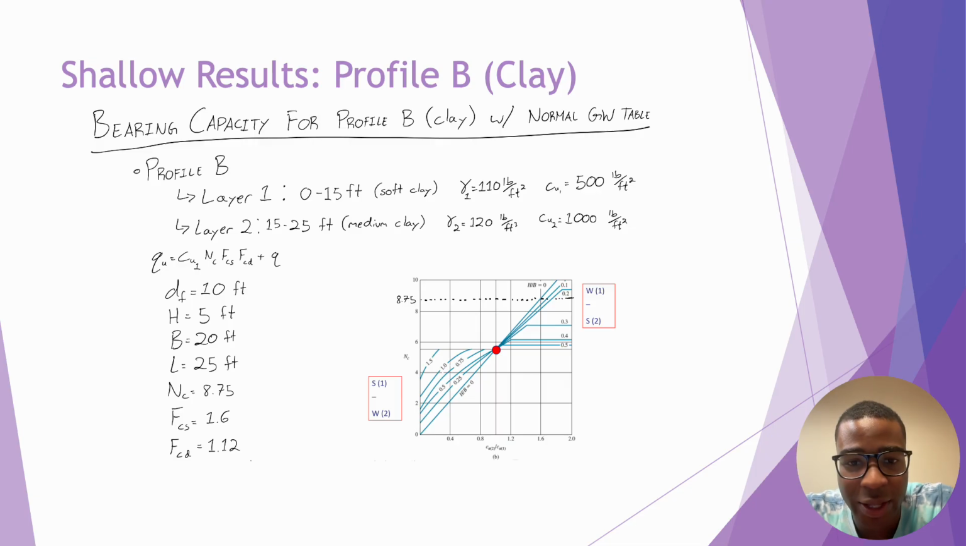So moving on to the clay profile, we had layer 1 at 0 to 15 feet of depth, and the unit weight of that was 110 pounds per feet cubed, and a Cu value of 500 pounds per feet squared. The second layer goes from 15 to 25 feet down, and the unit weight for that is 120 pounds per feet cubed, and our Cu value for that was 1,000 pounds per feet squared. We plug that into the bearing capacity equation, which is much more simplified with the clay profile, and we use the table to the right to get our K value.